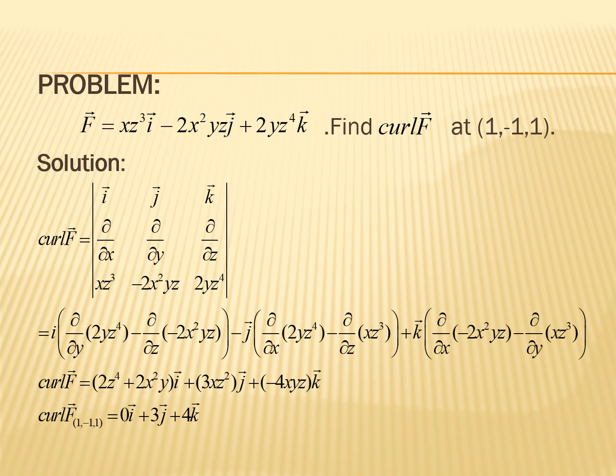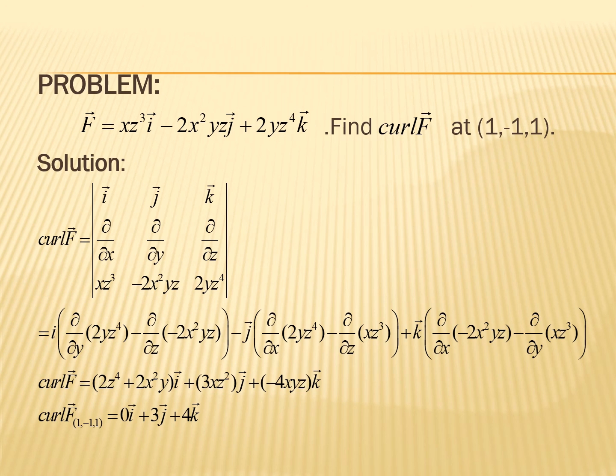So your next problem: F vector is xz³ i vector minus 2x²yz j vector plus 2yz⁴ k vector. Here they ask you to find the curl F vector at the point (1, −1, 1). That means I have given you the x, y, z values. After finding the curl F vector, just substitute your x, y, z values in that, and you will get the final solution.